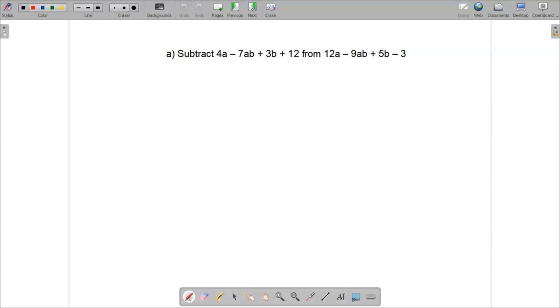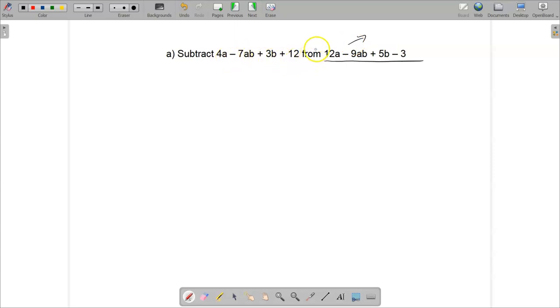Question number 2. We need to subtract 4a minus 7ab plus 3b plus 12 from 12a minus 9ab plus 5b minus 3. Here they have given "from", so this is the minuend. From this value only we have to subtract this value.